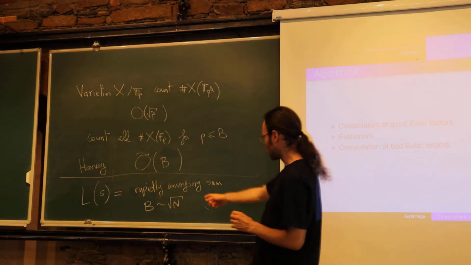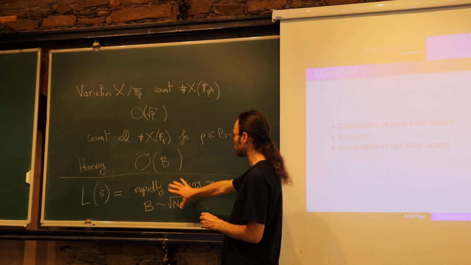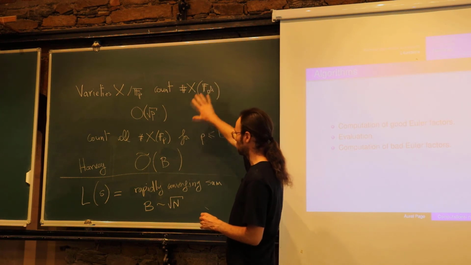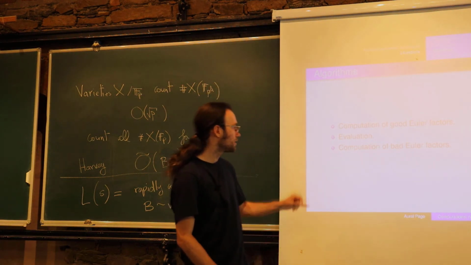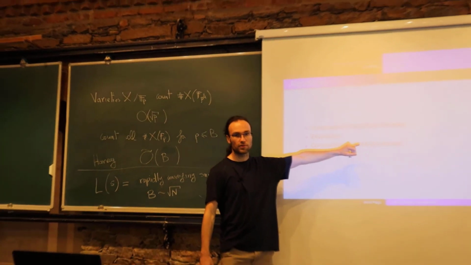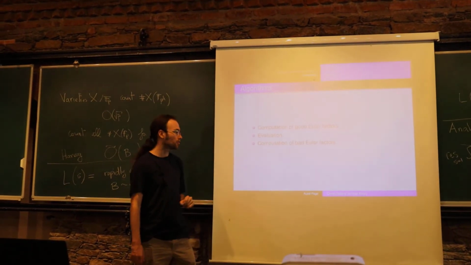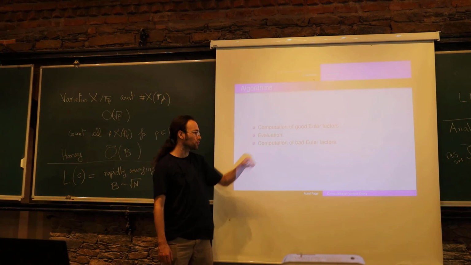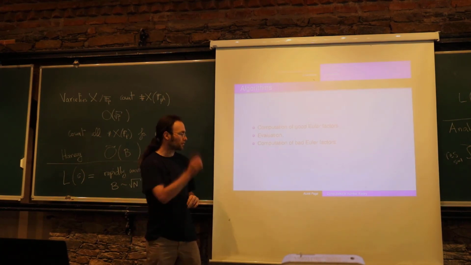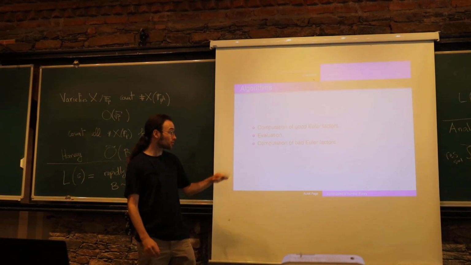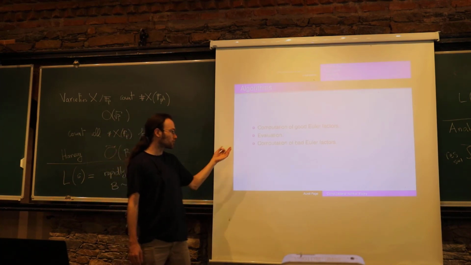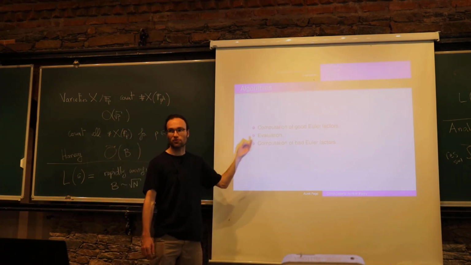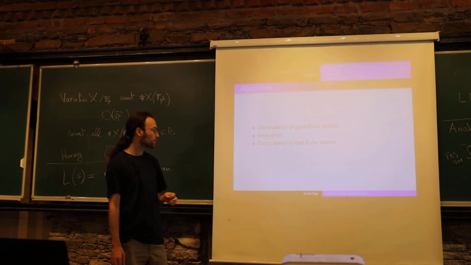And so to apply this, you'll have to evaluate the good factors up to b, which is the square root of n, and you will need the bad Euler factors because you need all the factors to be able to actually evaluate the function. And the bad Euler factors, that's something that is in general not easy to get. I mean, there's a number of special cases where we know how to do it.